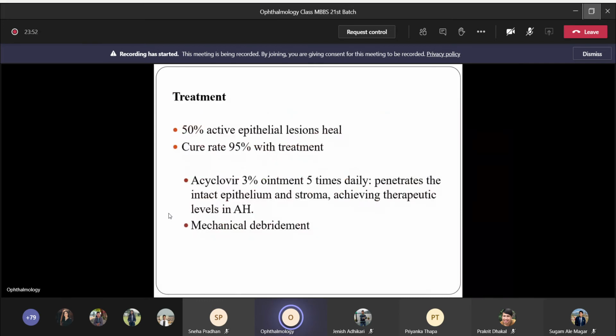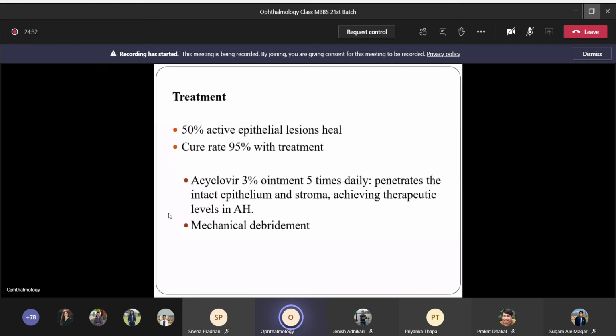So coming to the treatment of herpes simplex keratitis, almost 50% of the active epithelial lesions heal on their own, and the cure rate with treatment is around 95%. The drug of choice is acyclovir ointment. It comes in the form of 3% ointment, and it is given 5 times a day. At this dose, it penetrates the intact epithelium and stroma, achieving therapeutic levels in the aqueous humor, and thereby helps in faster healing. So that's the dose of acyclovir.